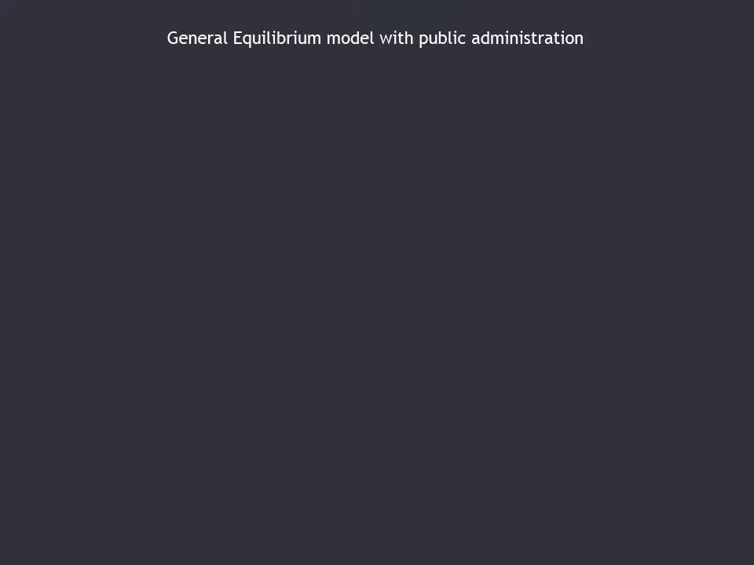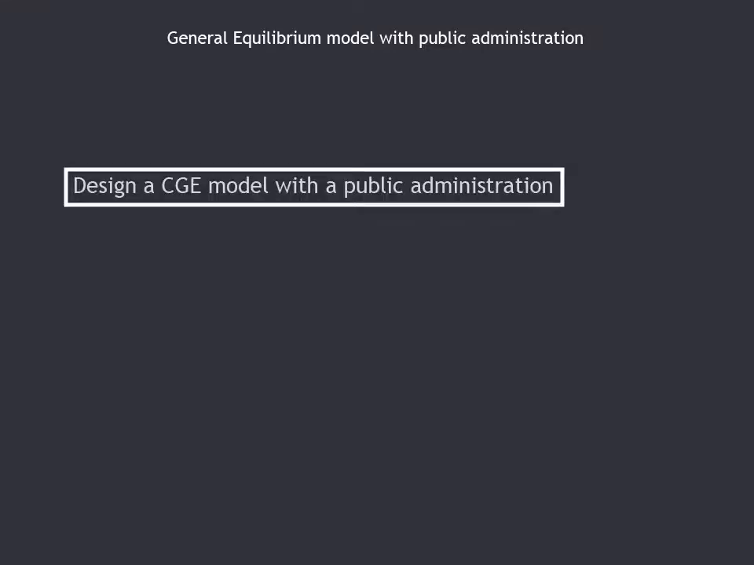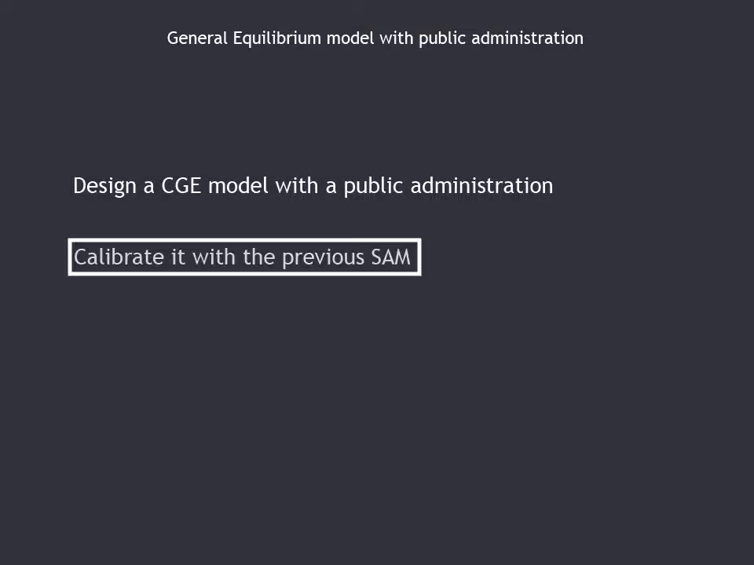So right now you have everything to design a computable general equilibrium model with the public administration. So this is something that you can do, but of course you have to calibrate this model with the previous social accounting matrix. There is one thing which is a little bit subtle, and I would like to talk with you about it.